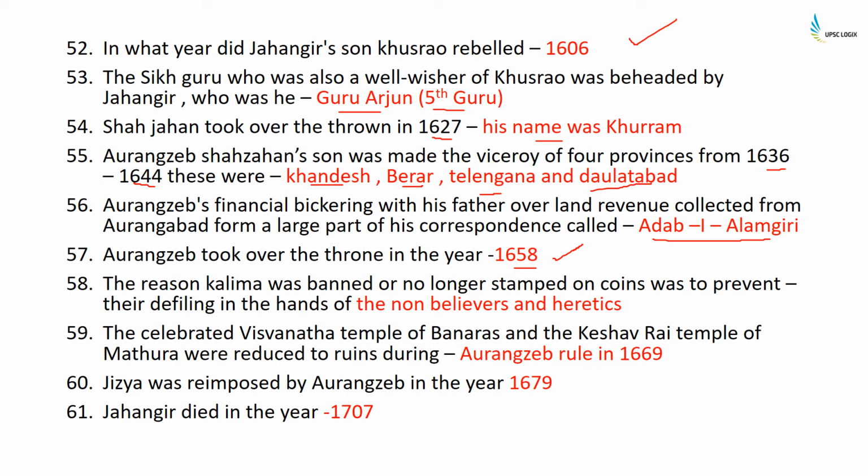The reason the kalema was banned or no longer stamped on coins was to prevent their defiling in the hands of the non-believers and the heretics. The celebrated Vishwanath temple of Banaras and Keshav Rai temple of Mathura were reduced to ruins during Aurangzeb's rule in 1669. Jizya was reimposed by Aurangzeb in the year 1679. Aurangzeb died in the year 1707.